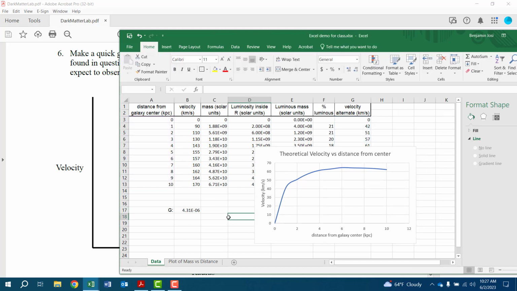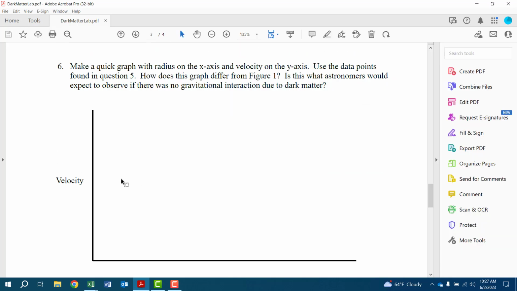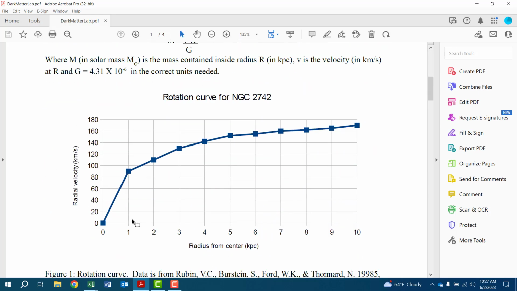I'll hit save. I think the last question they're asking us is, how do the graphs differ? If we compare this to figure 1, this is the graph of actual velocities versus distance from the center, and you can see the velocities max out around 170 kilometers per second.